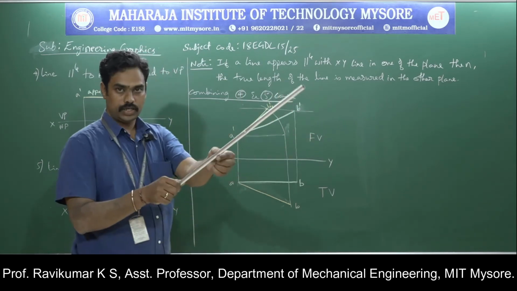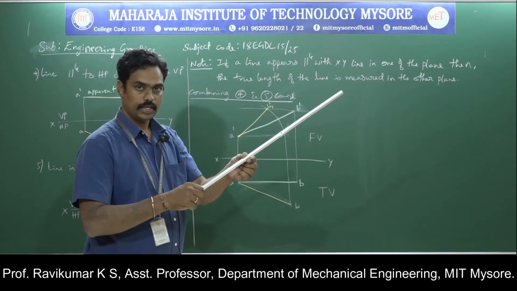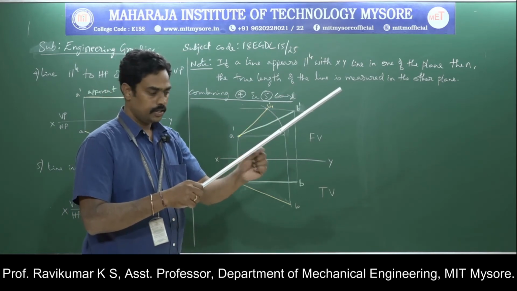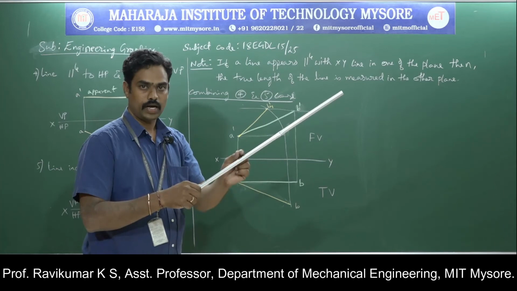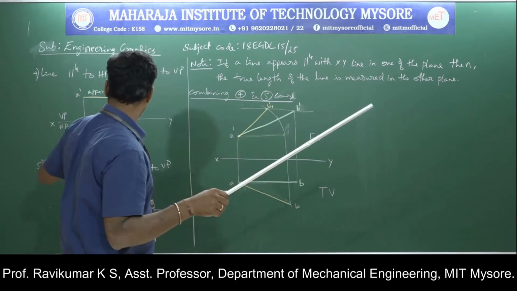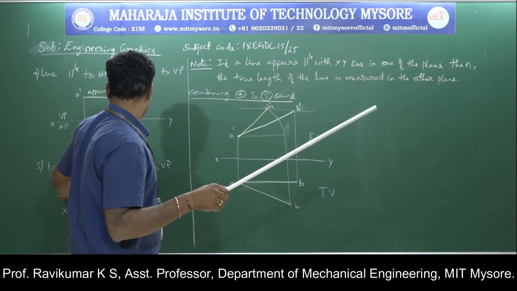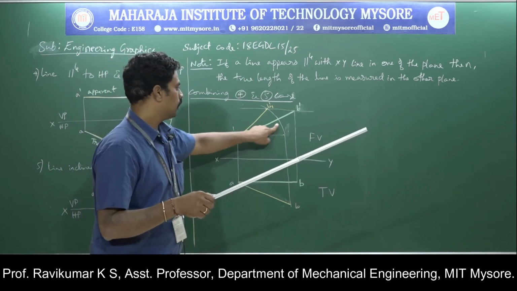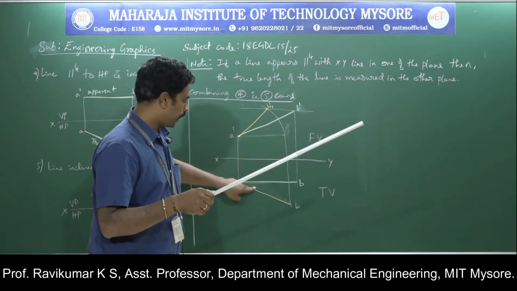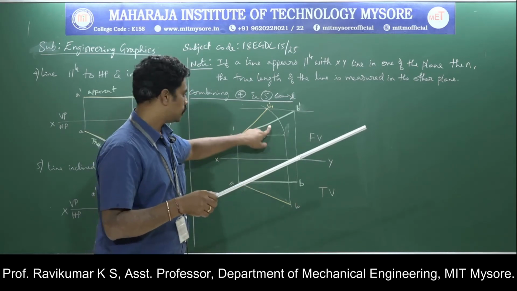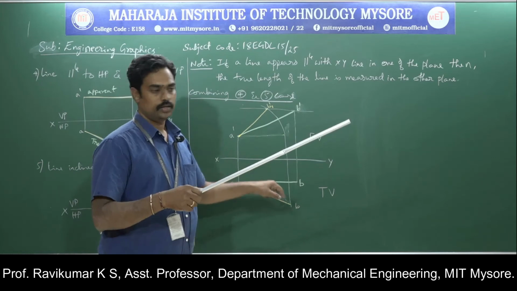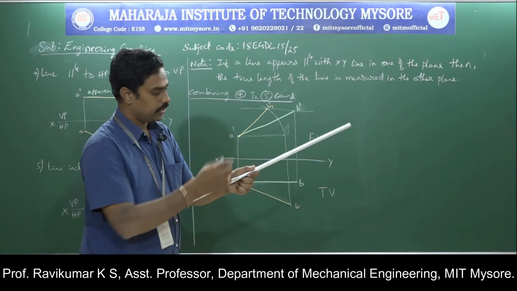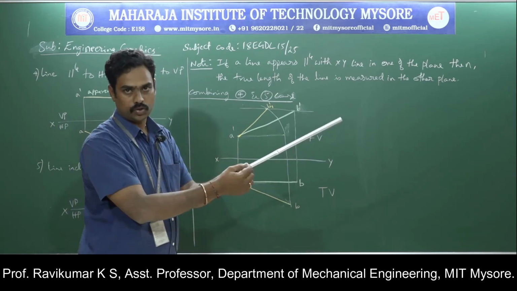Now I am taking off the inclination with respect to VP like this. Now it is parallel to VP and inclined to HP. Parallel to VP and inclined to HP is the fifth case. That is what is written here. It is inclined to HP and parallel to VP. This is the true length and this is the apparent length. Why true length? Because it is parallel to VP, you can get the true length.